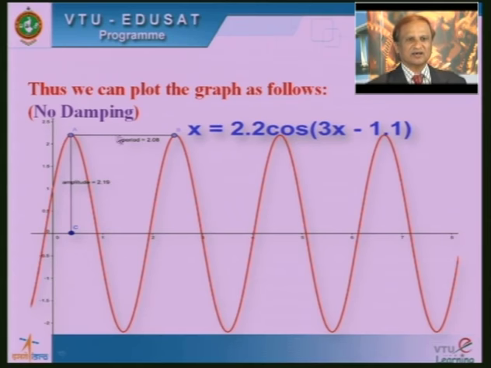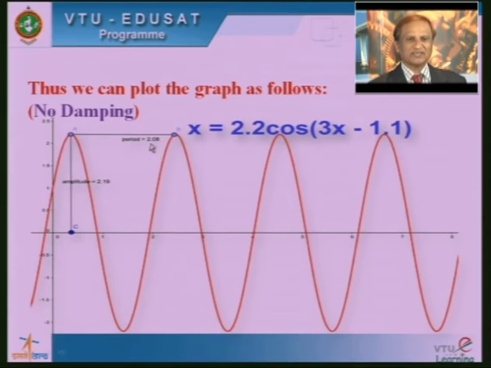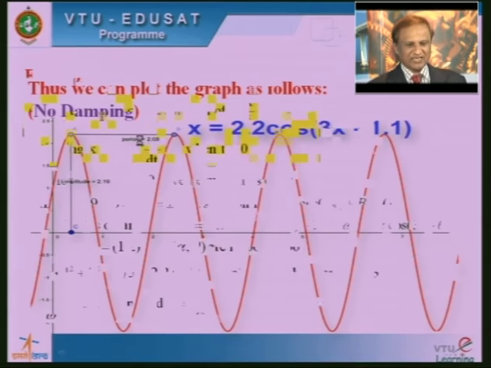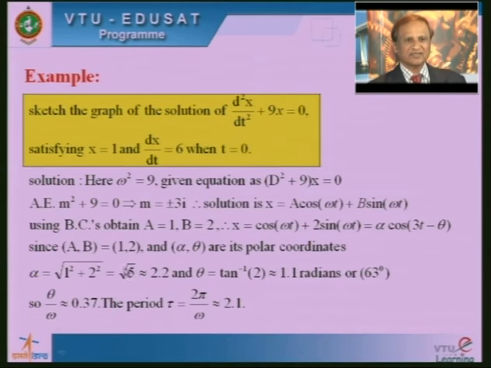We know that it is representing no damping. Here I have calculated the amplitude. What is the amplitude? Approximately 2.19. Friends, I am sorry whether it is clear or not, but I think it is representing 2.19. I have also calculated the period, 2.08. It means it will tally with the theory. So, this is what I have calculated, the amplitude and period.